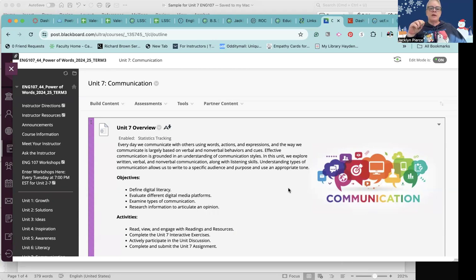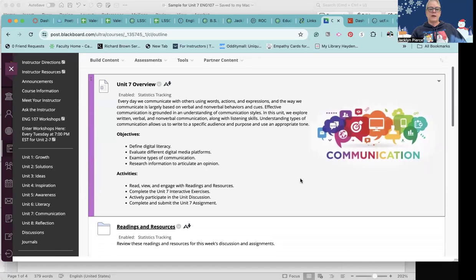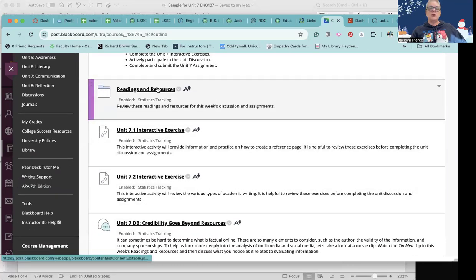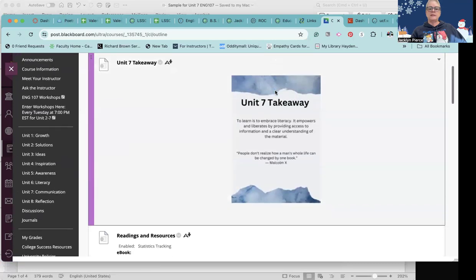So this week, we're going to be focusing on a couple of things related to digital literacy, including evaluating different digital media platforms, examining different types of communication, and of course, using research to augment and supplement and prove your opinion. You're going to be writing a researched essay for your writing assignment this week. So as usual, you need to start with the readings and resources.